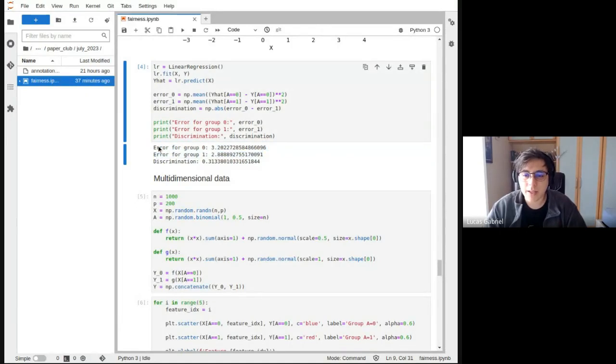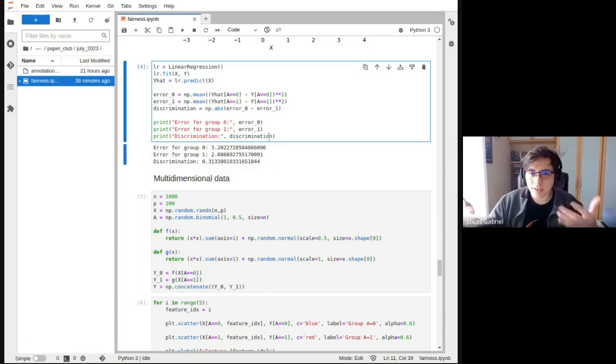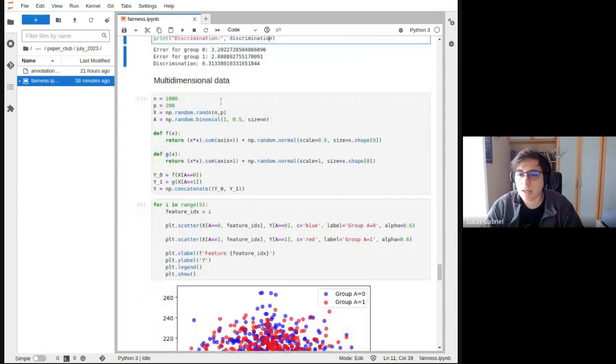And I have the discrimination between those two groups. So I have the error for zero, the error for one. I get the absolute value of the subtraction between those two errors, and I have this value for discrimination. And then, of course, that is a very silly idea, but it's just a simple implementation of the paper. What if we add multidimensional data?